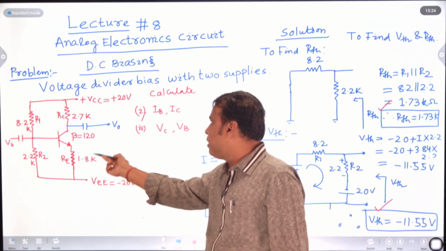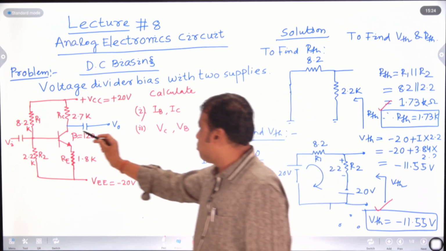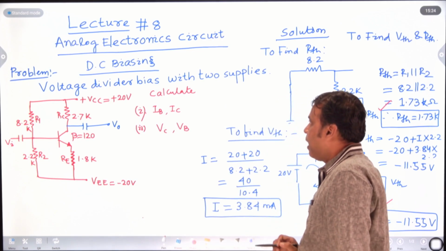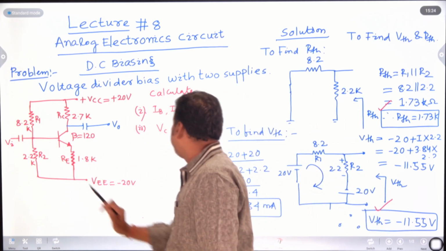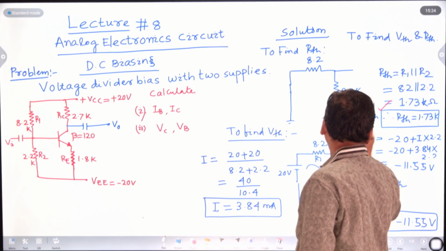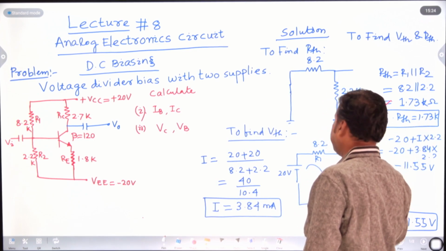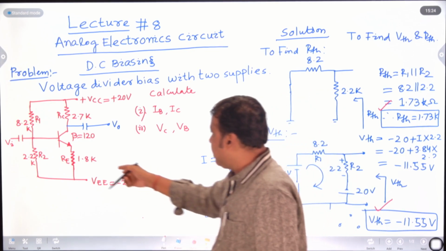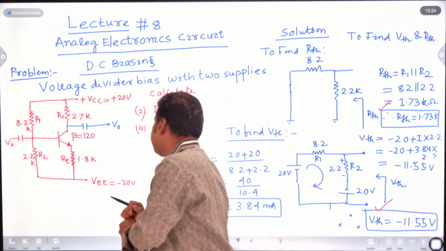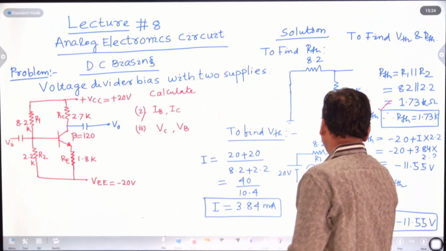In the DC equivalent circuit, all the DC voltage sources should be short circuited and current sources should be open circuited. So 8.2 kilo ohm parallel with 2.2 kilo ohm, the resulting resistance is 1.73k. And to find the VTH part, how to get the VTH? First of all, you have to calculate the current. The input circuit can be converted like this.